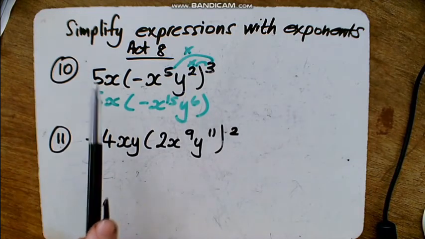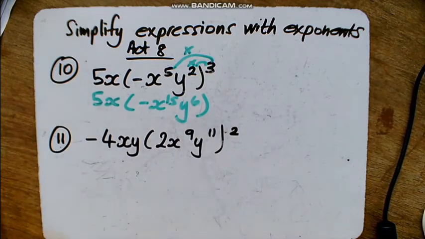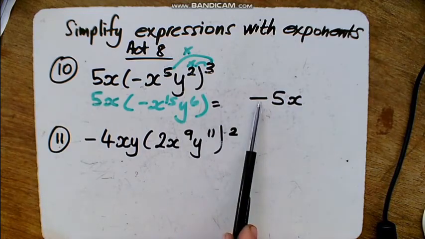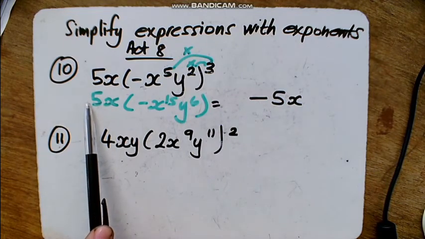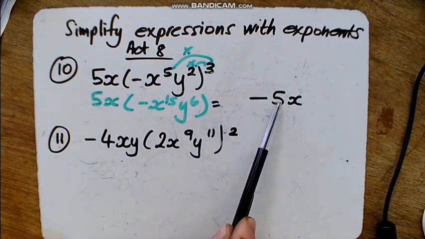Now we need to multiply this 5x times all of this. So we got 5x times x. Don't forget to add the exponents. So we're going to have 5 times 1 will be 5. Right, so 5 times 1 is 5. Don't forget that it will be a negative answer because a negative times a positive is a negative. So 5 times 1 is 5.